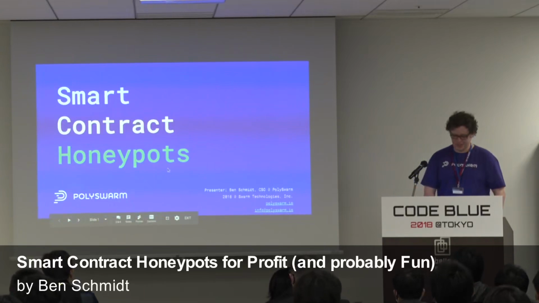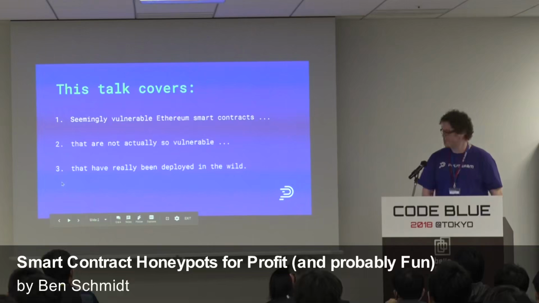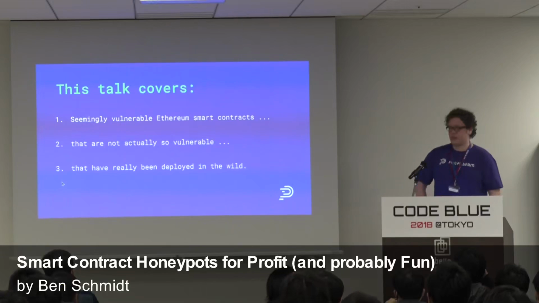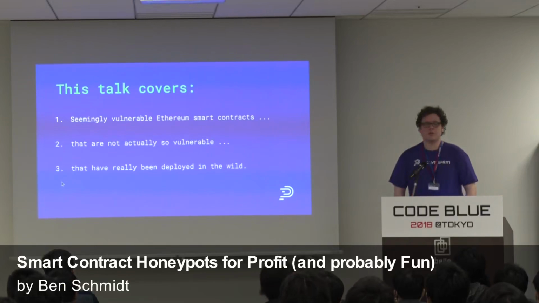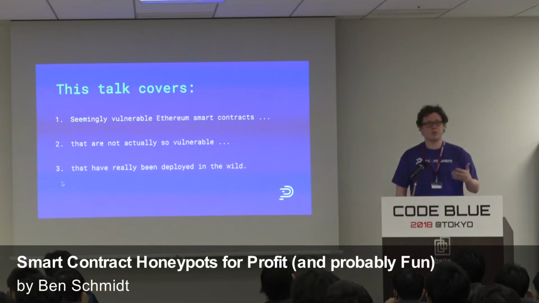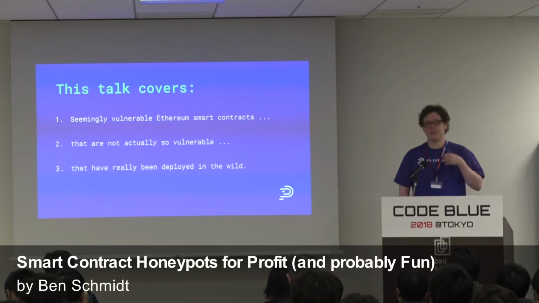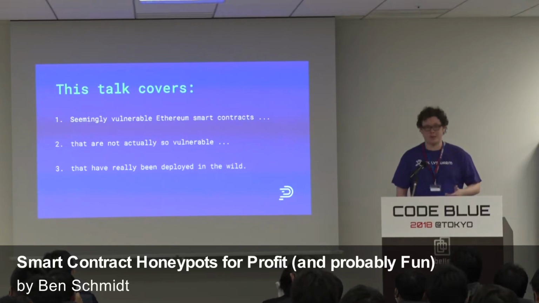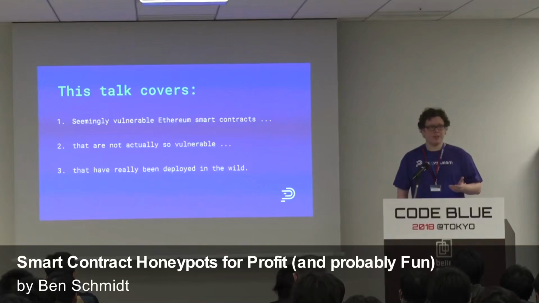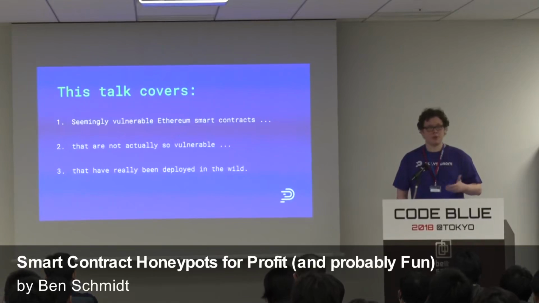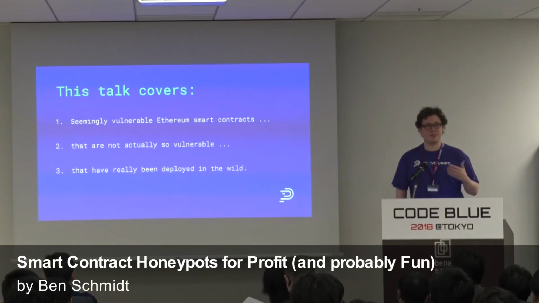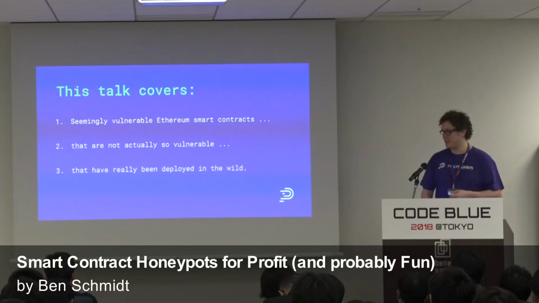Assuming I can get to the next slide. There we go. So, what this talk is going to cover are supposedly vulnerable contracts that aren't actually as vulnerable as they look when you look at them, that have actually been deployed in the wild. If you are participating in the Polyswarm Smart Contract Hacking Challenge, there are also some interesting tips in here that are related to this talk. So definitely pay attention.